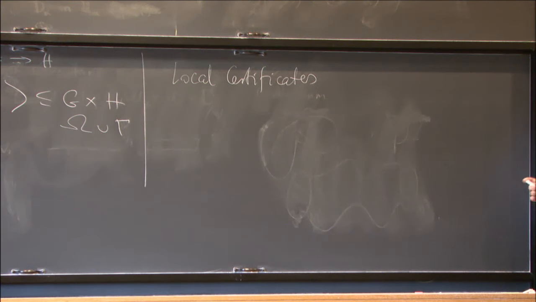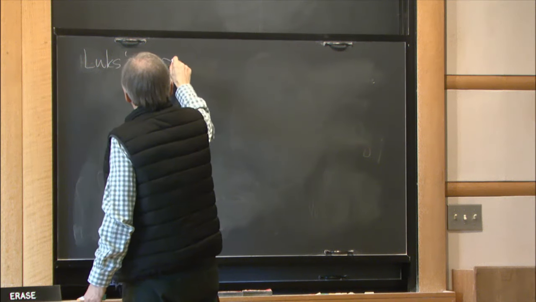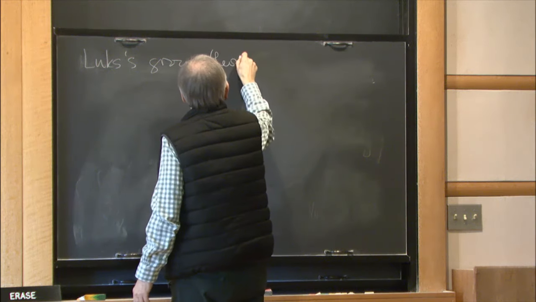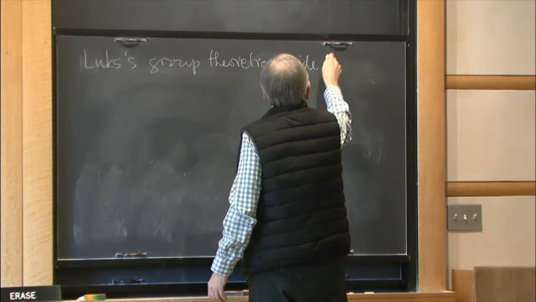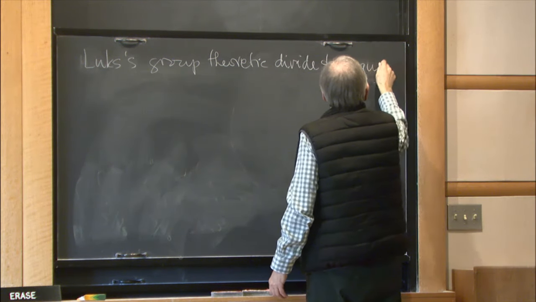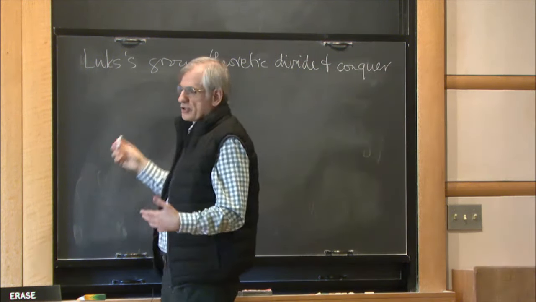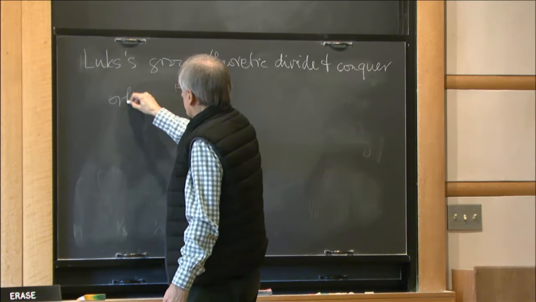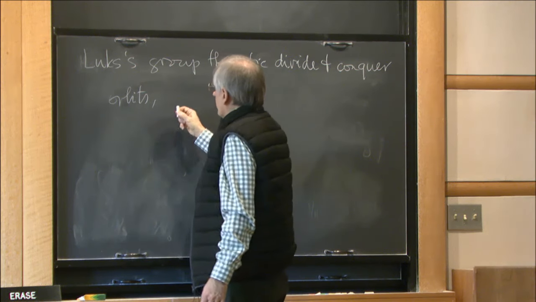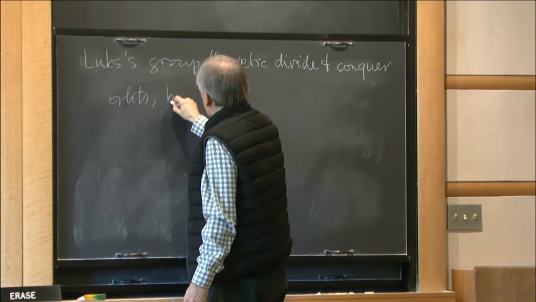Okay, all right. So let me begin reviewing what's happening. The first thing is Luks's group theoretic divide and conquer. This uses the natural partitioning that is built into the structure of permutation groups. So first of all, we have orbits, and then we have blocks of imprimitivity.